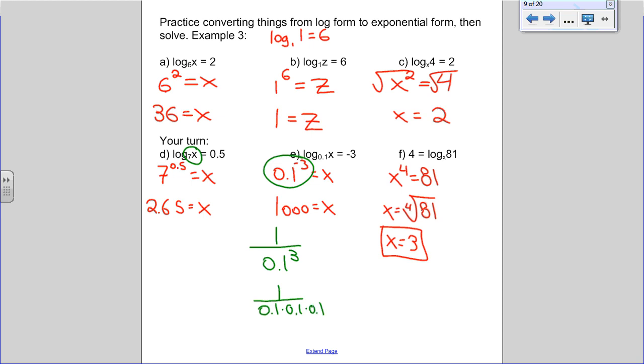This last one, it's the base that you're looking for. So you had to change it into exponential form. It was x to the power 4 equals 81. You had to take the 4th root of both sides to get it. The answer was just 3. Again, you can test your answer to see if that's right.